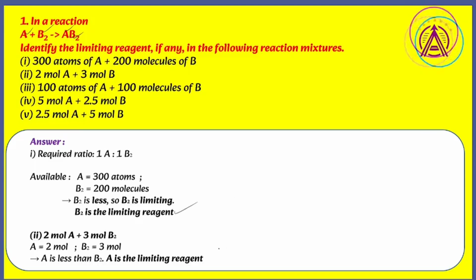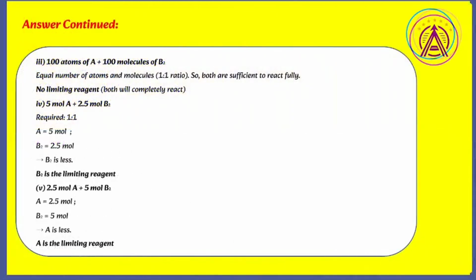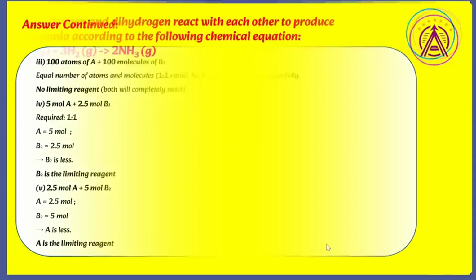When 2 moles of A react with 3 moles of B, A is in lesser quantity and acts as a limiting reagent. Case number 3, 100 atoms of A and 100 molecules of B. Both are in the same ratio, so you do not have any limiting reagent. Case number 4, 5 moles of A and 2.5 moles of B. From the question, B2 is definitely a limiting reagent, and in the fifth case, A is a limiting reagent.